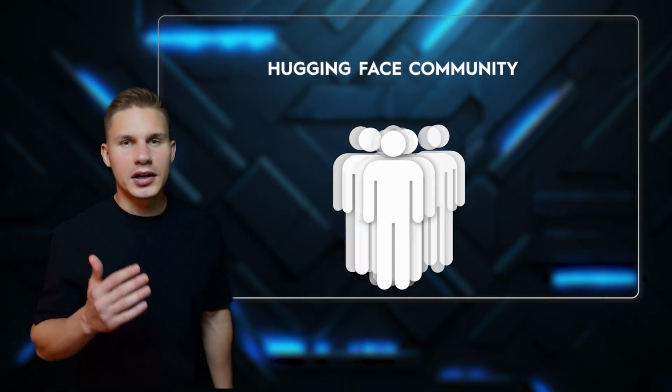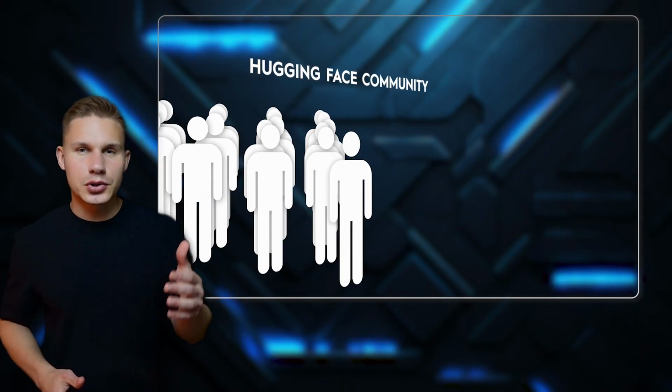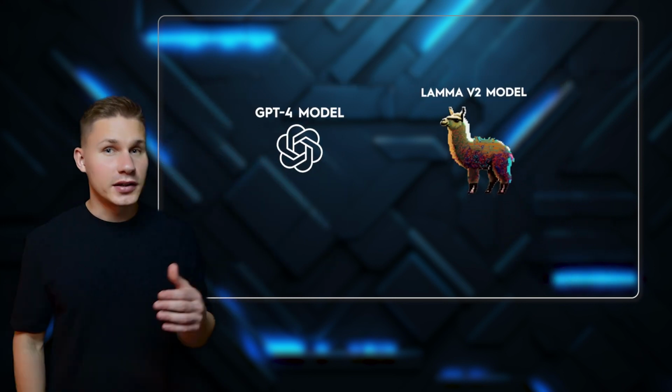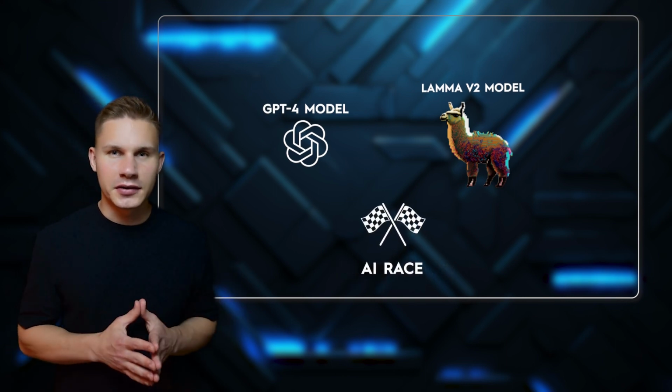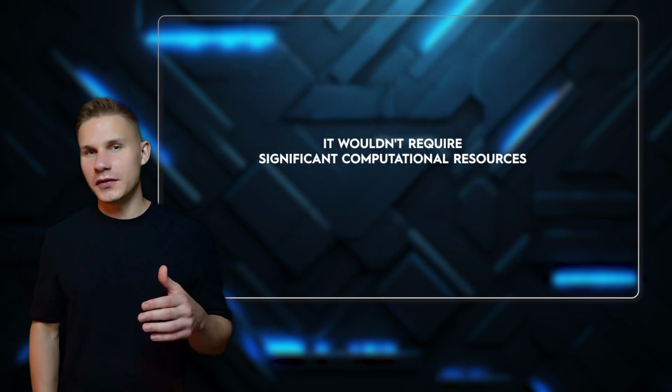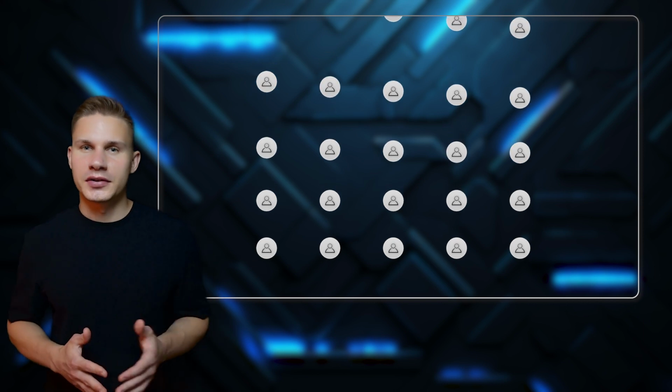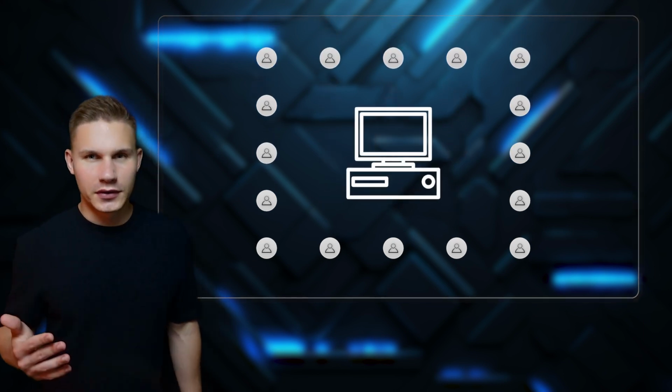Since mixture models are just combinations of multiple smaller models, splitting them between different nodes can be much easier and can significantly increase stability during the training process. Just imagine if the entire Hugging Face community came together to train a mixture of experts LLaMA V2 model. This model could potentially reach the performance of GPT-4 and lead to a significant shift of power in the AI race. And the best part is that it wouldn't require significant computational resources from any of the participants. A couple of thousand people could potentially accomplish this in a matter of days from their old consumer PCs. However, keep in mind that this is just my wild guess, and it's likely that more breakthroughs need to occur before this becomes a reality.